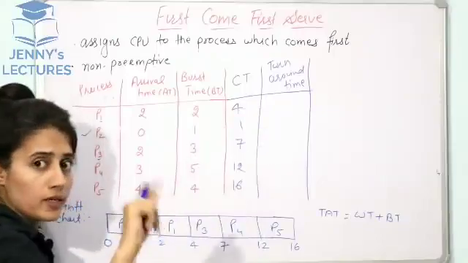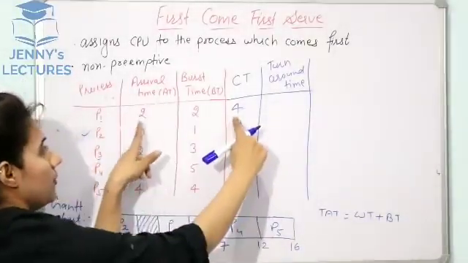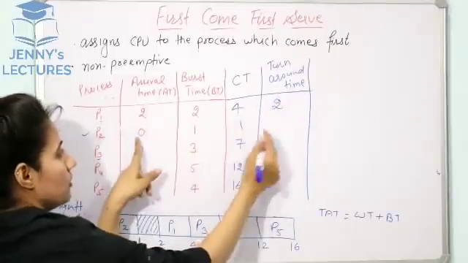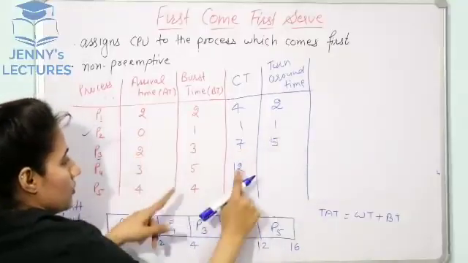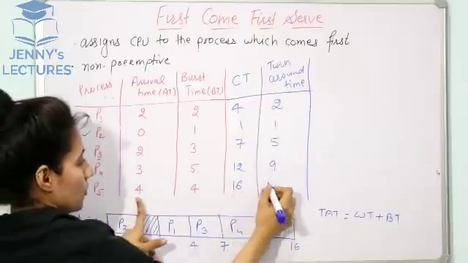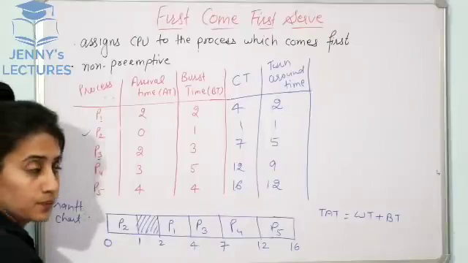Completion time minus arrival time. Completion time for this is 4, arrival time is 2. So turnaround time would be 2. This one is 1 minus 0, 1. 7 minus 2, that is 5. 12 minus 3, 9. 16 minus 4, that is 12. So this is the turnaround time.